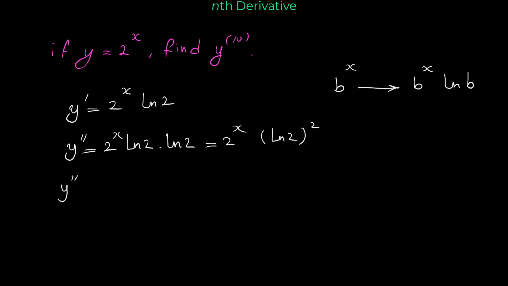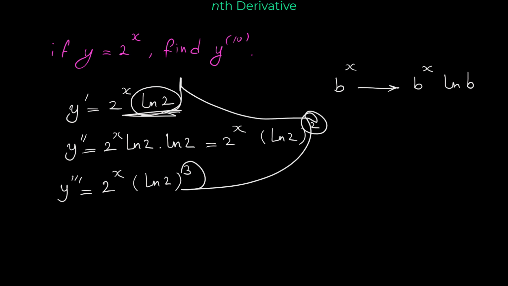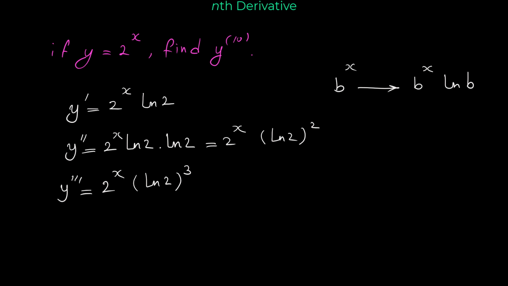Can you guess what it would be the third derivative? 2 to the x times ln of 2 to the 3. So the first derivative is 2 to the x ln of 2 to the 1. The second derivative to the 2 and third derivative to the 3. So probably you can guess what would be the 10th derivative. 2 to the x times ln of 2 to the 10.